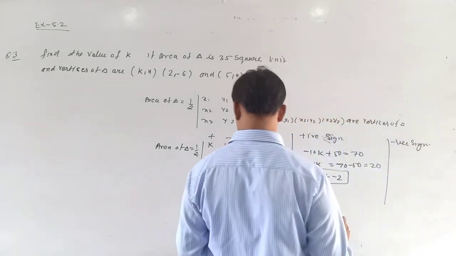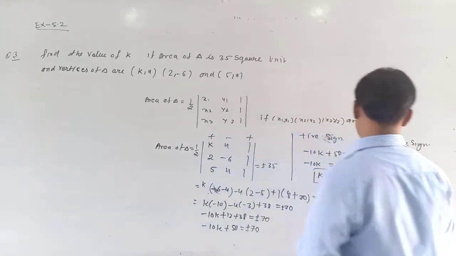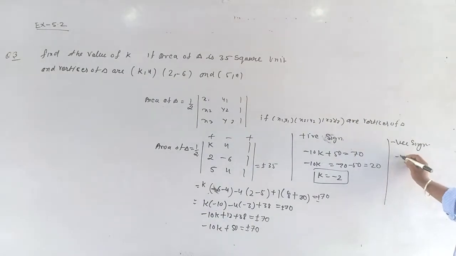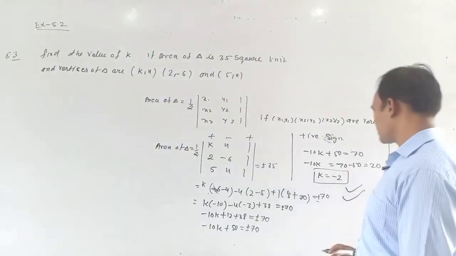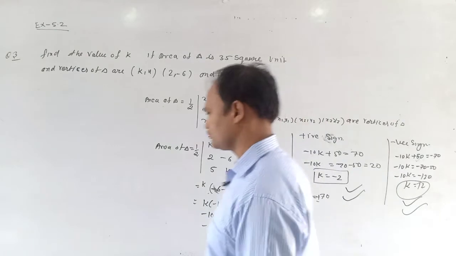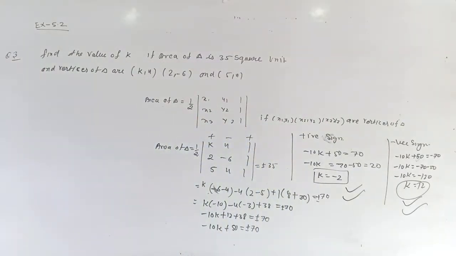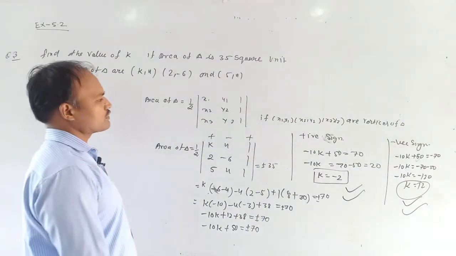And what happens if we are using negative sign? It is minus 10k plus 50 equal minus 70. So minus 10k equals minus 70 minus 50, so minus 10k equals minus 120. So k equals 12. So students, it is your answer: k equals 12. Okay, so this is completed now. k equals minus 2 and k equals 12.